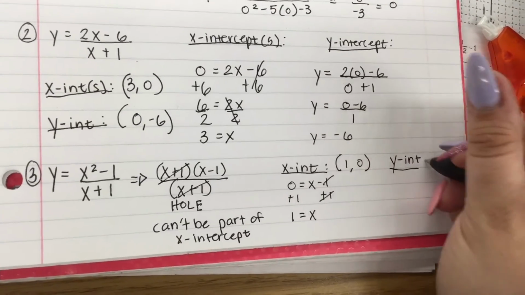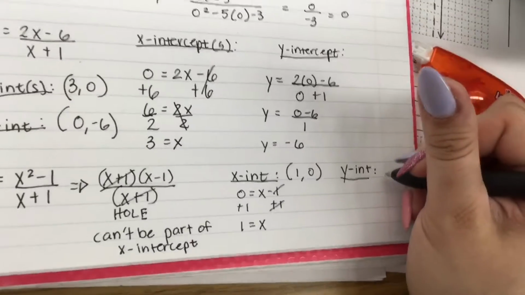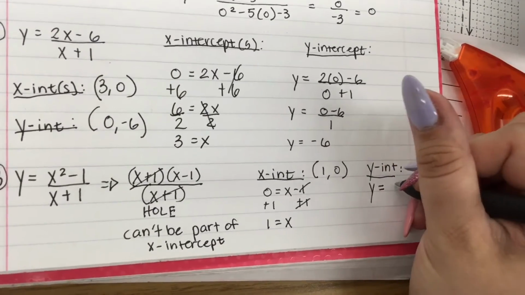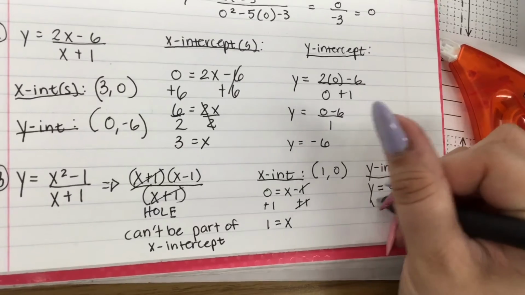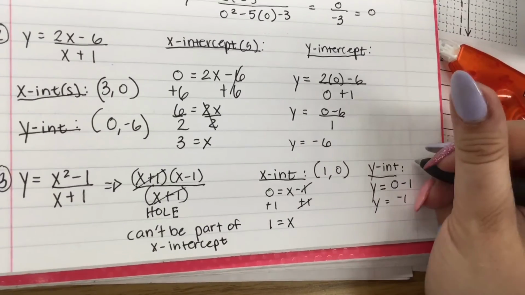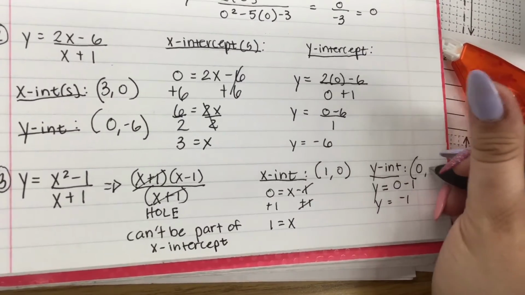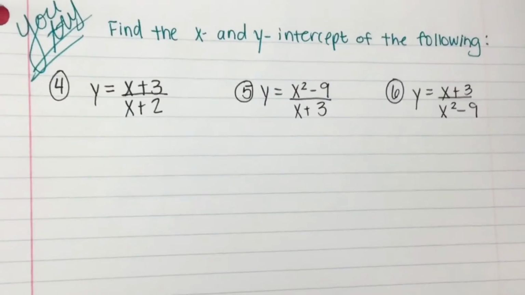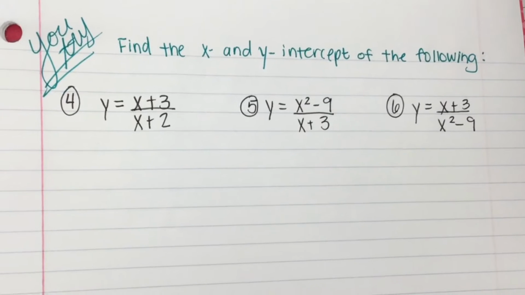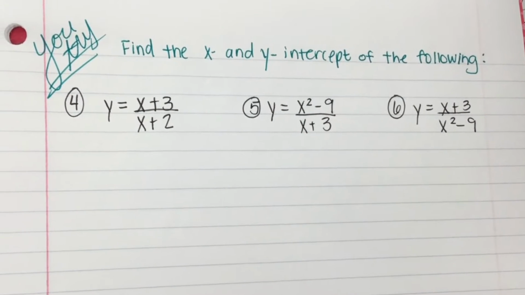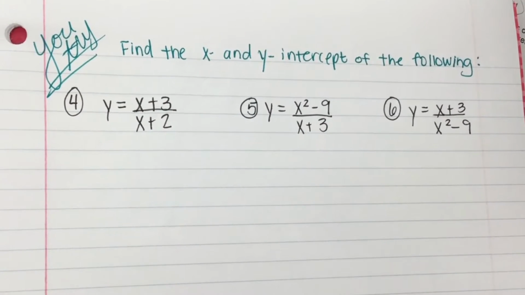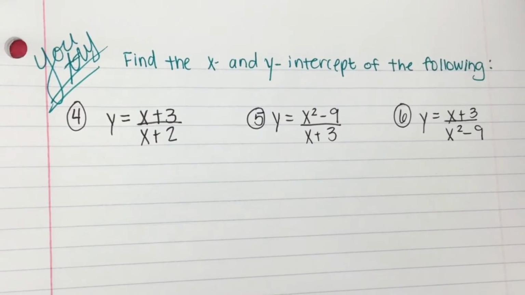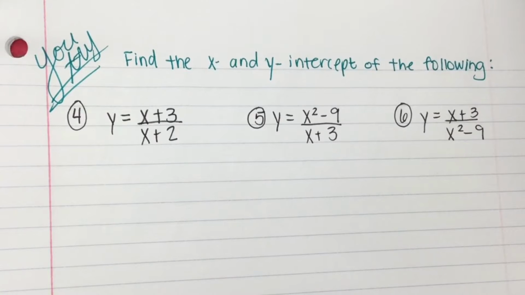When I find my y-intercept, I also want to use my leftover function. So I want to plug in 0 for x into that leftover, the x minus 1. So here I have y equals 0 minus 1. That gives me -1, so my y-intercept is 0, -1. All right, so let's take that process and let's run with it. Remember that if you can factor and cancel, you need to do that first before you look for your x or y intercepts. Use the leftovers to find your x and y intercepts.